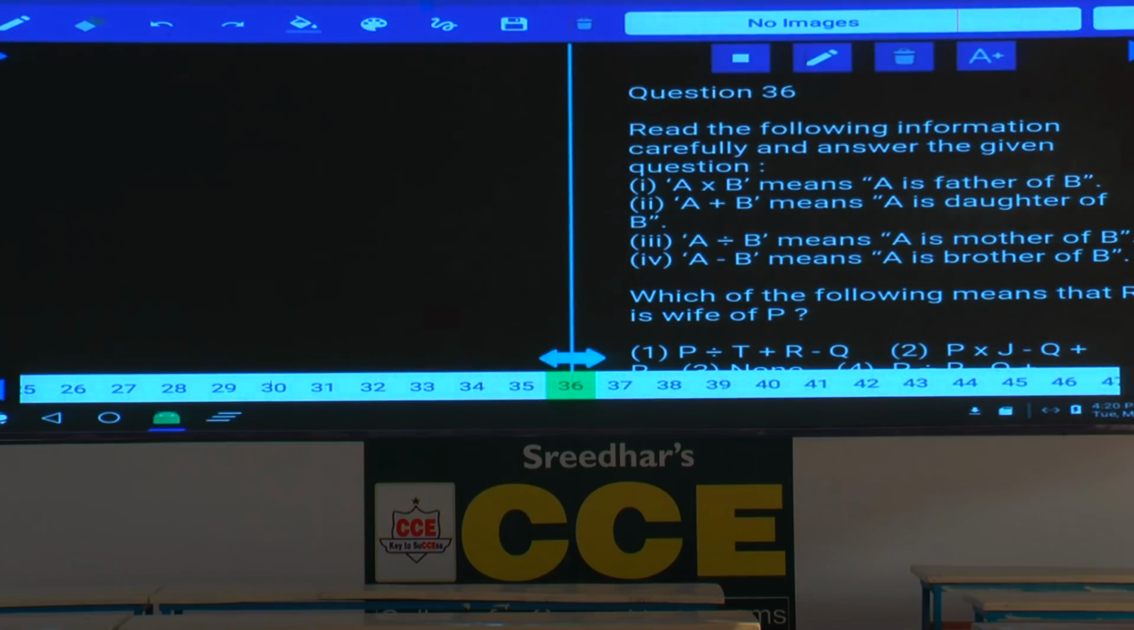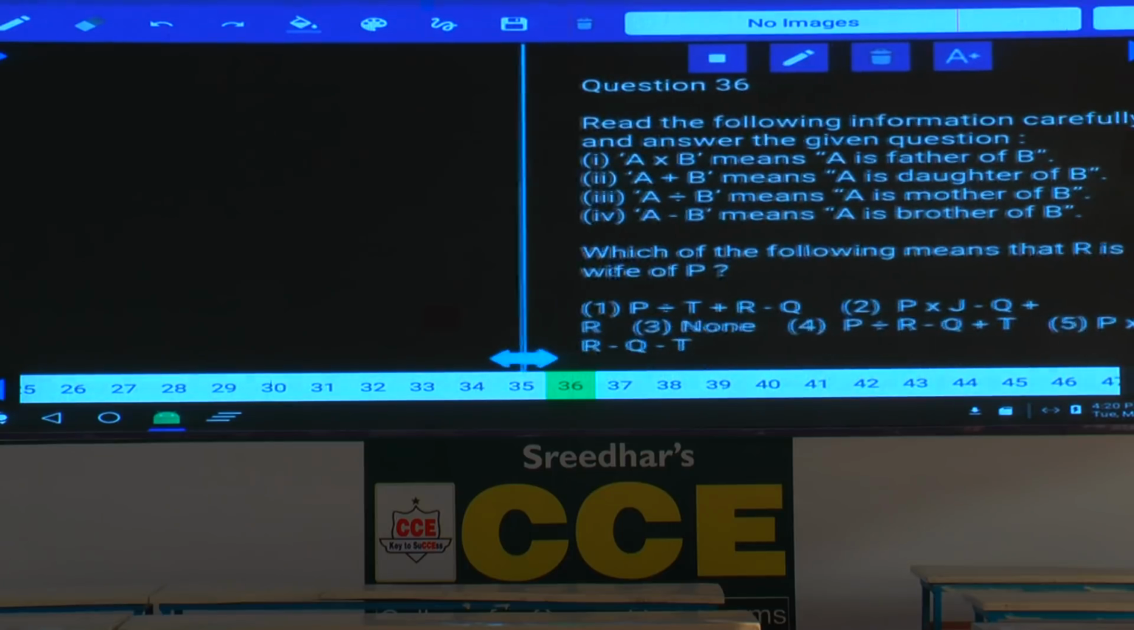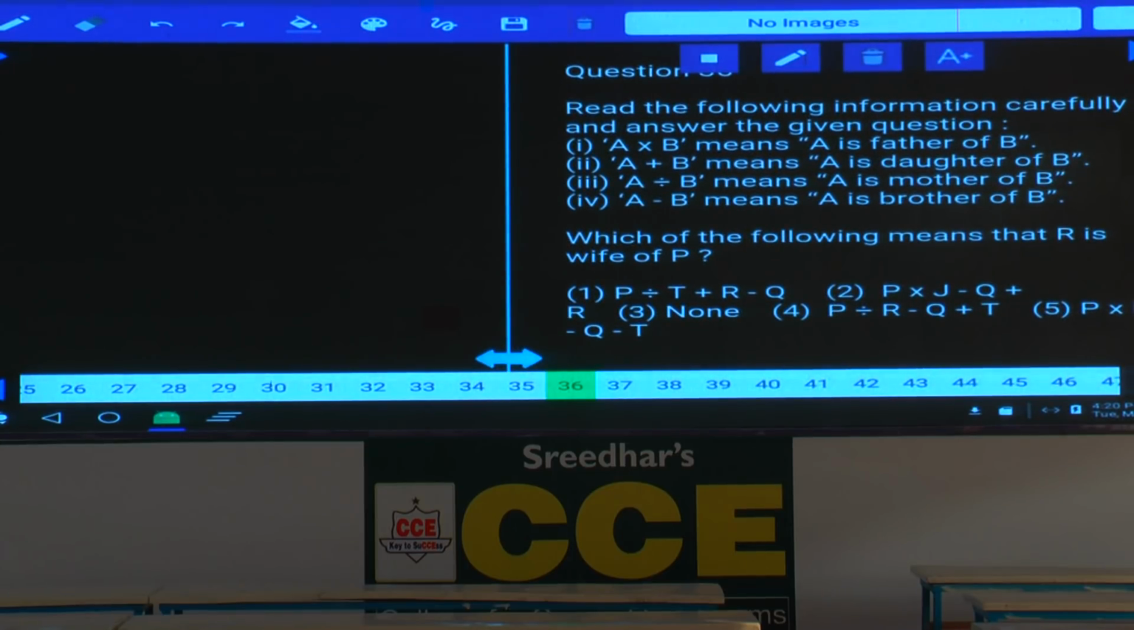Then 36 onwards, 36 to 40. Now these four are based on blood relations in the coded form. Whenever this coded form is given, first check that A is here, then the second element is B, and again check whether the third element is A or not. Now the fourth element will be B, isn't it? That means AB and AB must be in the same order.